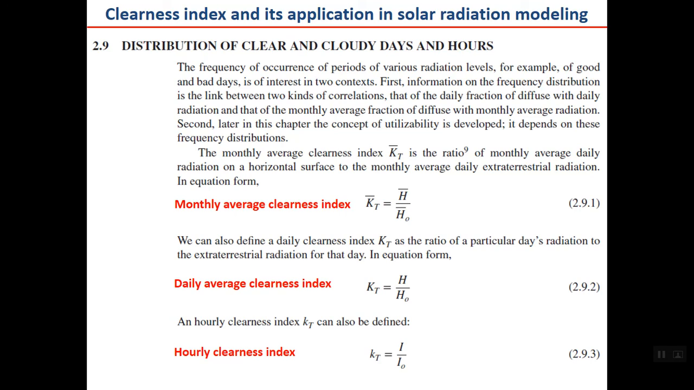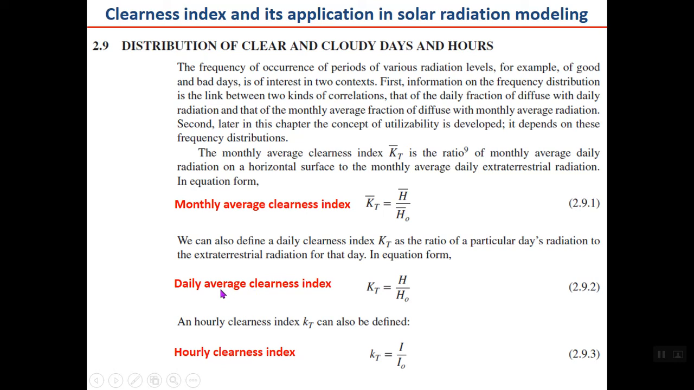Based on this, and in order to answer this question, 3 types of Clearness Index are defined, as you can see here. The first is the monthly average Clearness Index, where Clearness Index is shown by capital K bar T, and it's the ratio of monthly average solar irradiation on the Earth to the monthly average daily solar radiation outside the atmosphere, average for the month.